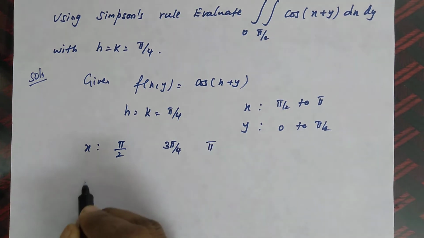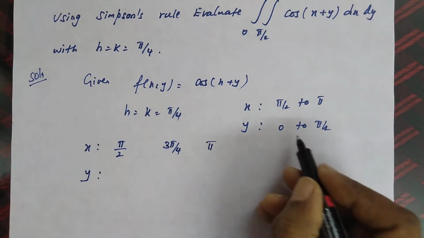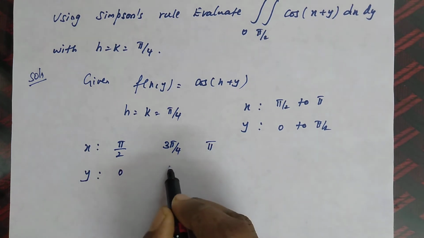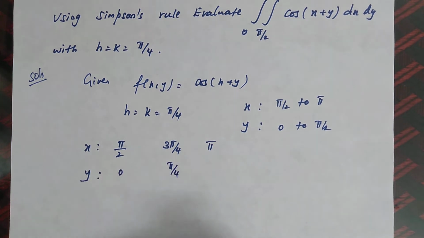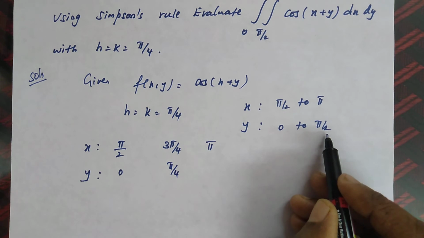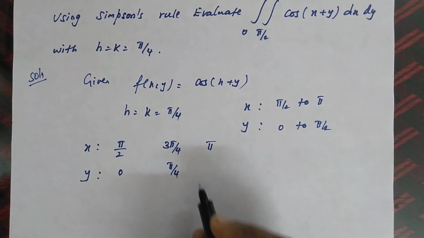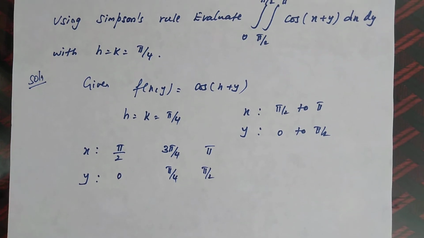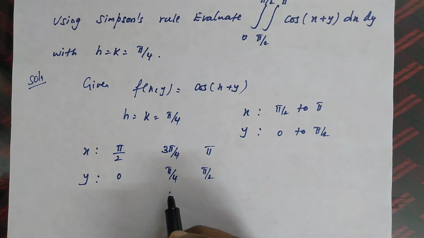So this is our x values, and similarly y values start with 0, adding pi by 4, so 0 plus pi by 4, pi by 4, ends at pi by 2. So pi by 4 plus pi by 4, obviously pi by 2. So we have completed our x data and y data. So what is the next step? It's similar to the trapezoidal rule for double integration.